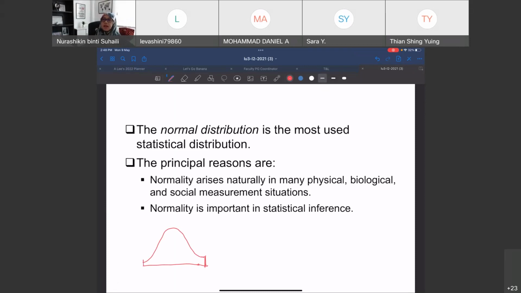Meaning to say that if, let's say, I do a survey of height, okay, height among UNIMAS students. That's my sample of study. So when I do the observation, I would find out that not many students are too short, not many students are too tall. Let's say the range is between maybe 145 cm to 170, maybe this one about girls. Okay, so that is the range that I have found out.